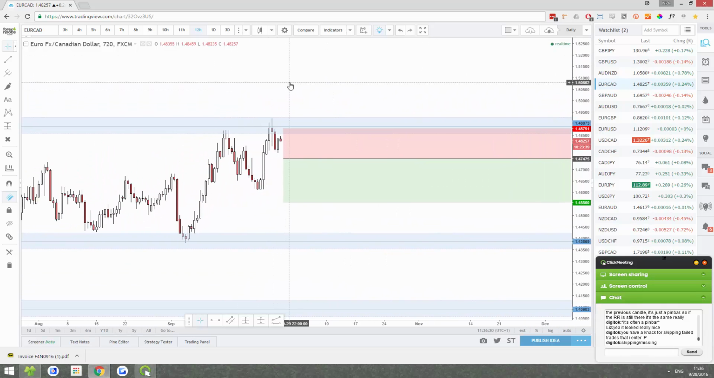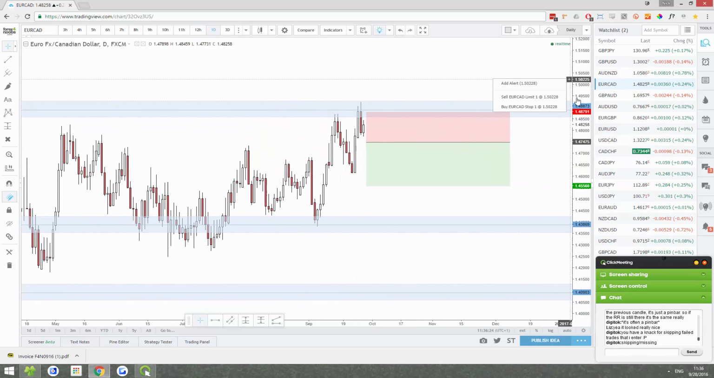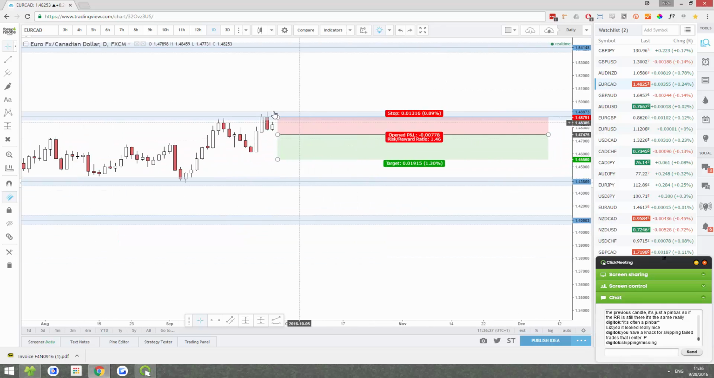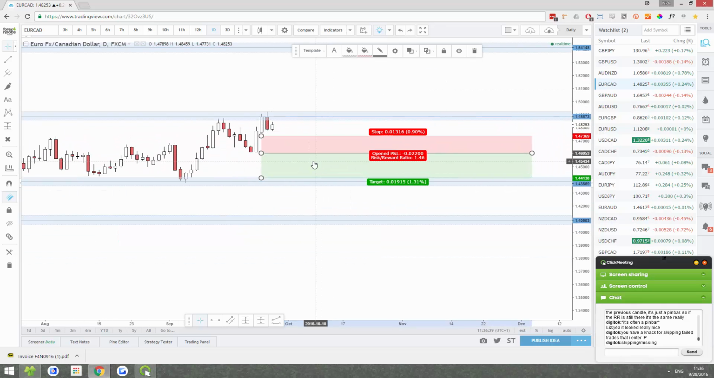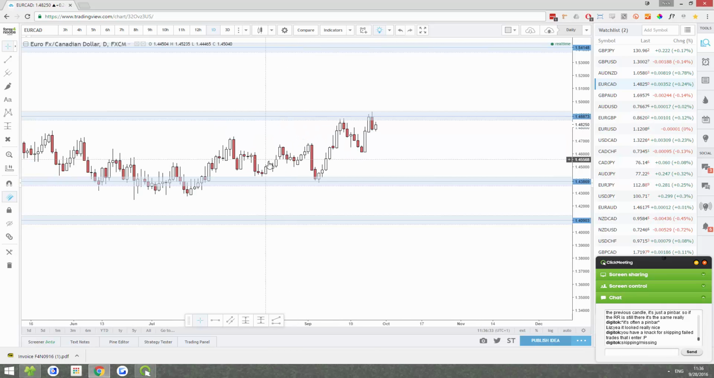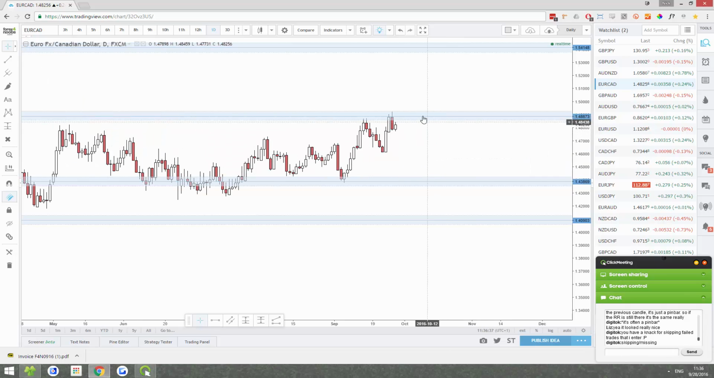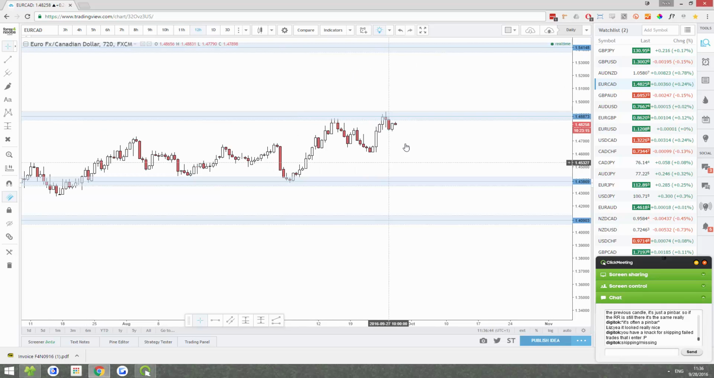EuroCAD. Yeah, this one. We were looking at this one yesterday too, but I skipped this one because we were looking at it on the daily, if you remember, and it pushed down a bit too quickly. Wait, was it this one? Yeah, it was this one. I wasn't really that into this trade anyway, to be honest. But it pushed down a bit too quick.